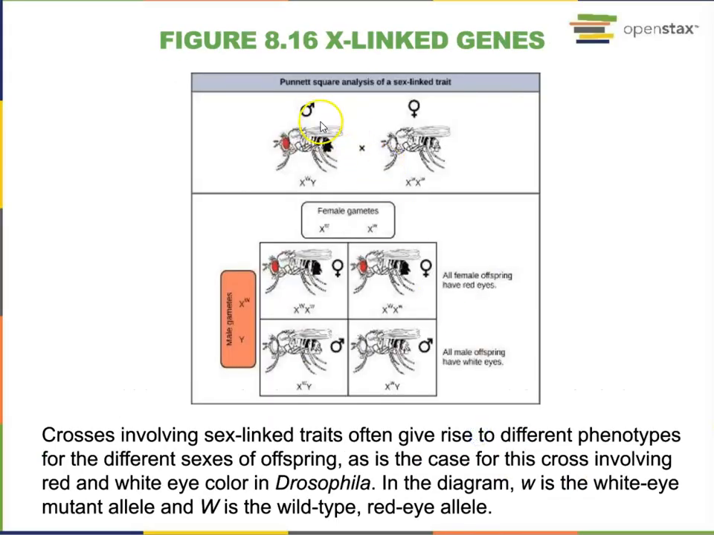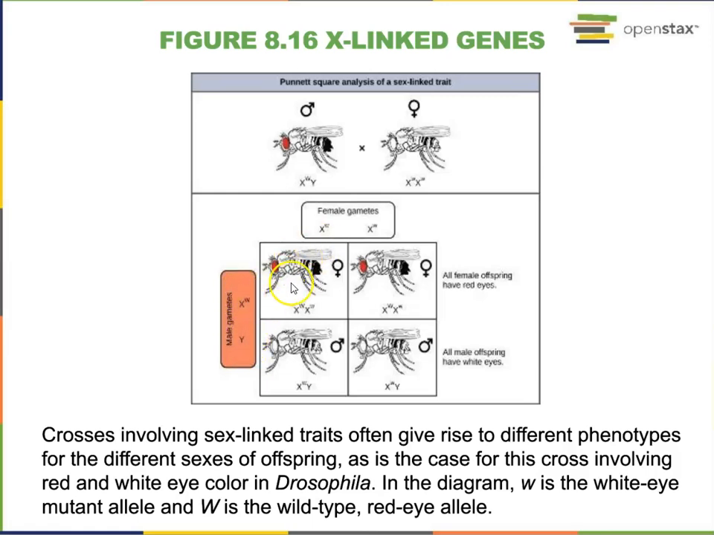For example, a red-eye fruit fly is crossed with a white-eye homozygous fruit fly. Big W codes for red eye and little w codes for white eye. For the female, she has 2 gametes, X little w, X little w. For the male, he will have X big W, which is the dominant allele, and Y.